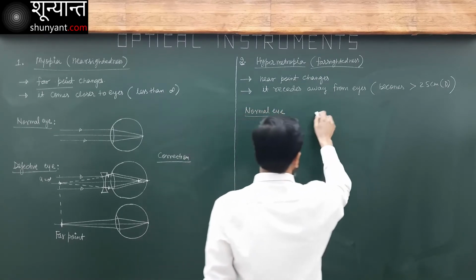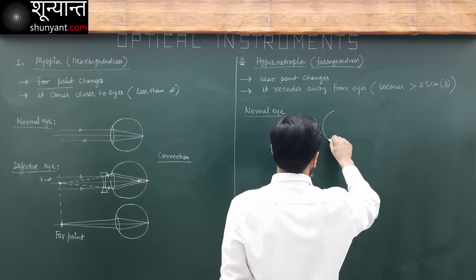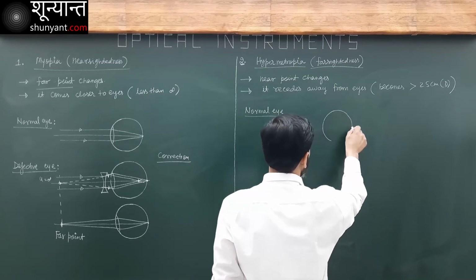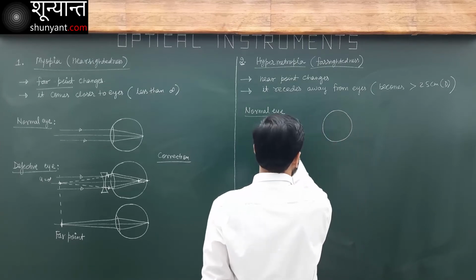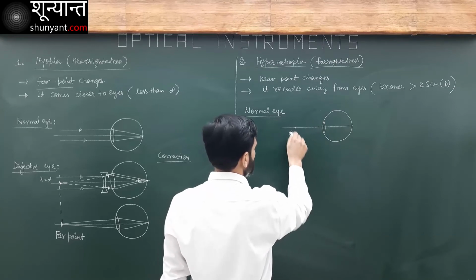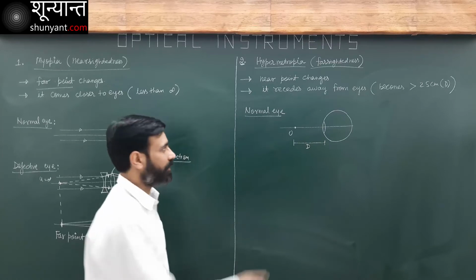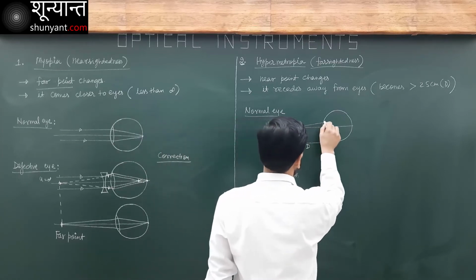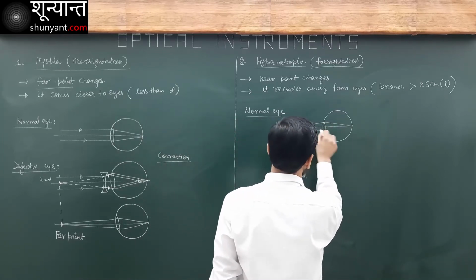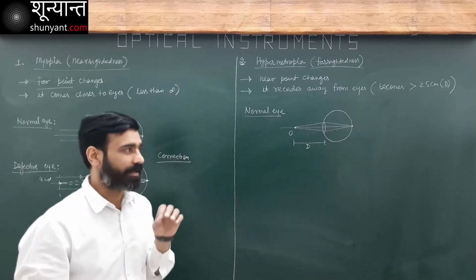Okay. Here, if the object is at 25 centimeter. This is my eye. This is my object here. This distance is 25, equal to D. The image forms at retina, and that's how I see it clearly.